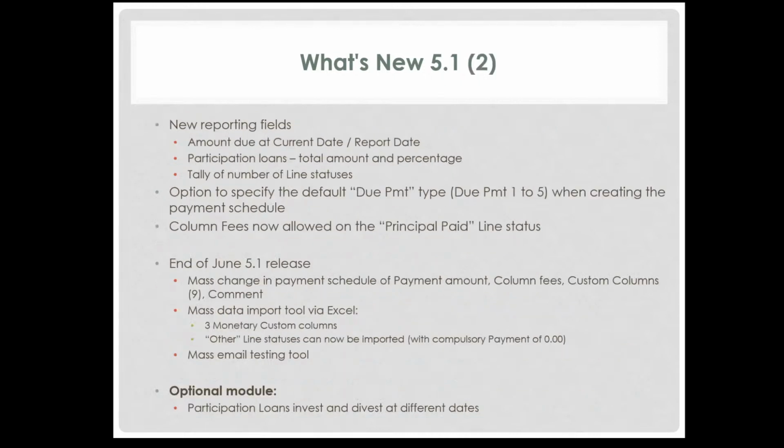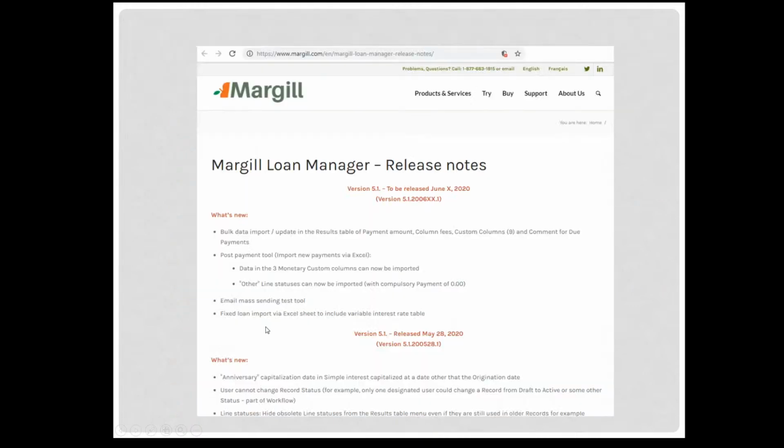We're going to have a screenshot for each of these. We have a new module for participation loans where investors invest and divest at different dates. This is an optional module. You know if you're in that category or not. And as I mentioned, we're going to have a release in June of 5.1 with these 3 changes, which we'll be looking at right now.